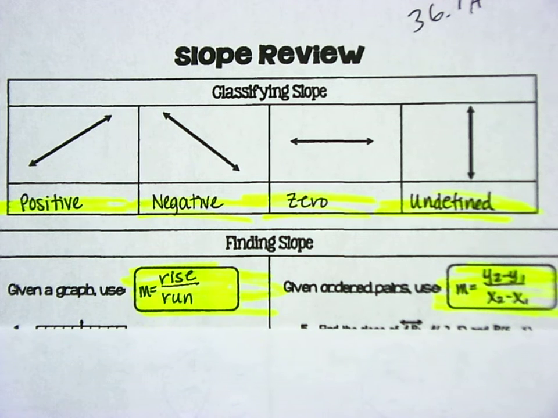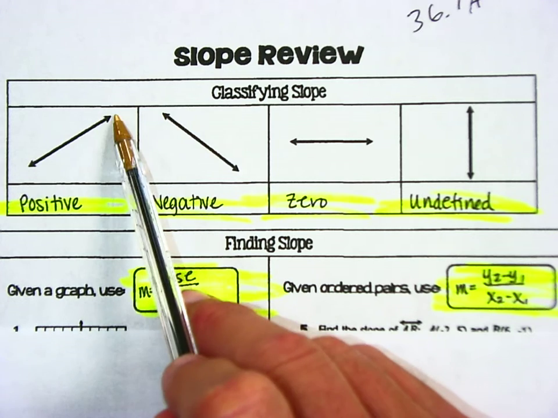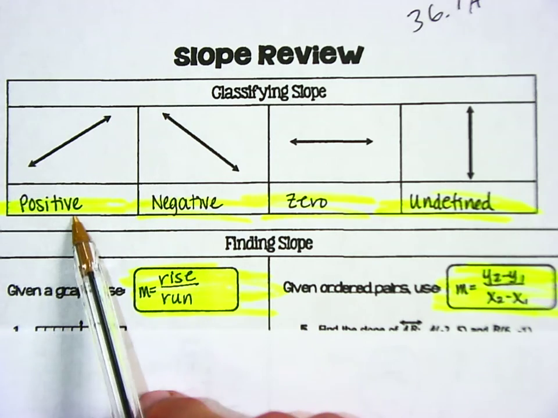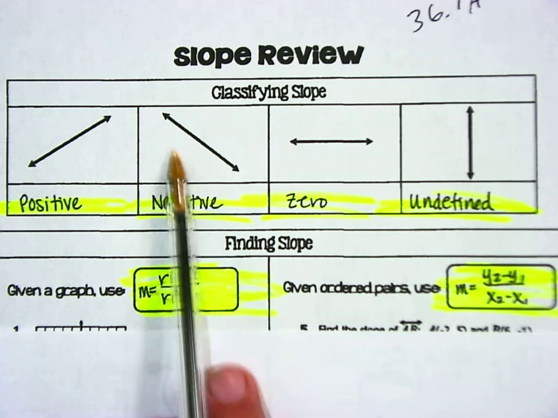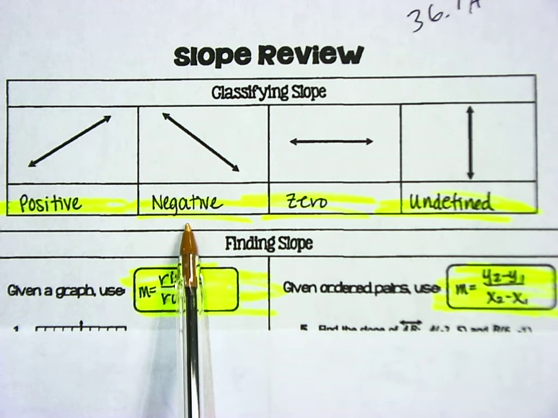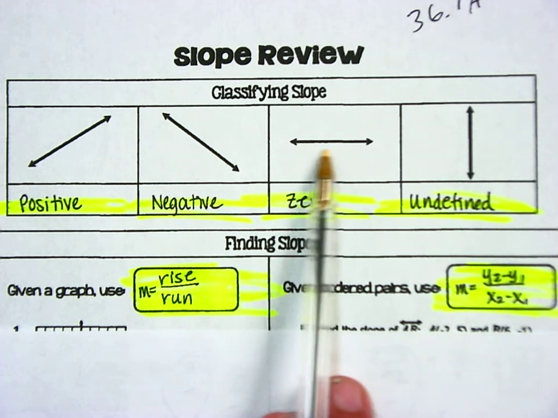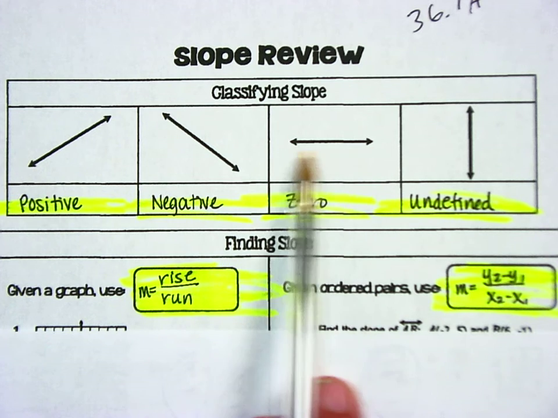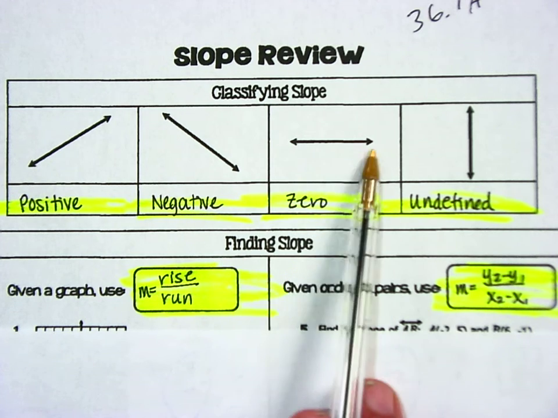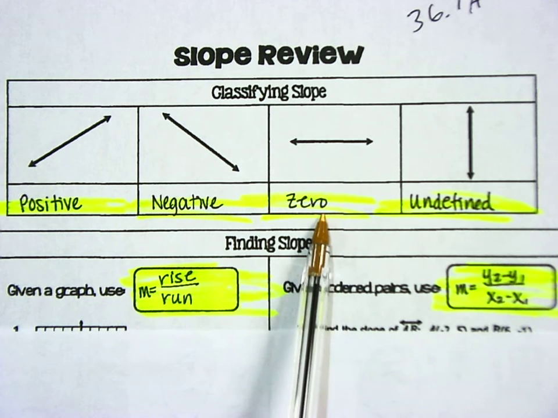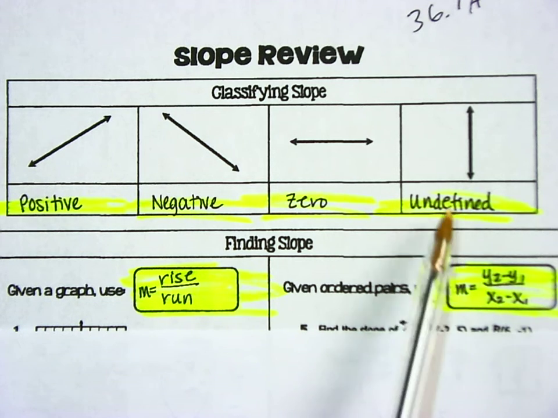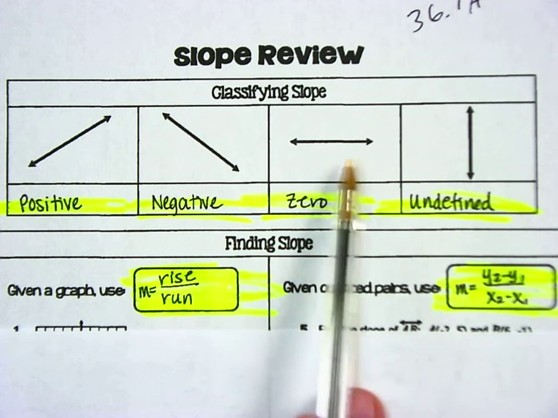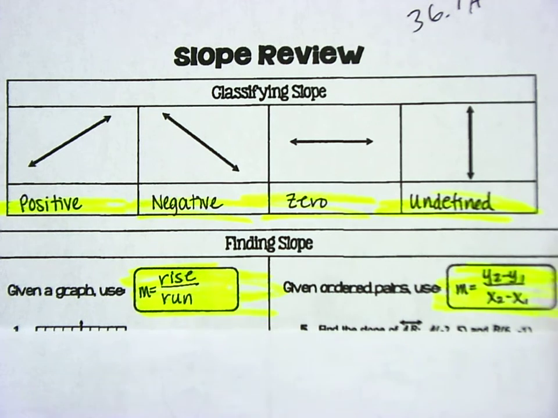If your line is rising to the right, your slope will always be a positive answer. If your line is falling to the right, it will always be negative. If you're completely horizontal, you're on the tarmac in an airplane and you never take off, your slope is 0. And if you have a vertical line, it's what we call an undefined slope. Don't put 0 for this. 0 means horizontal, undefined or no slope is vertical.